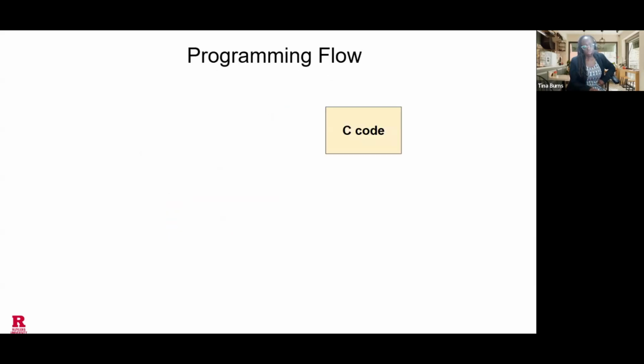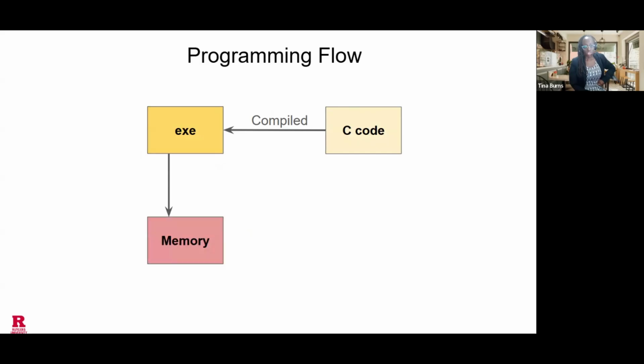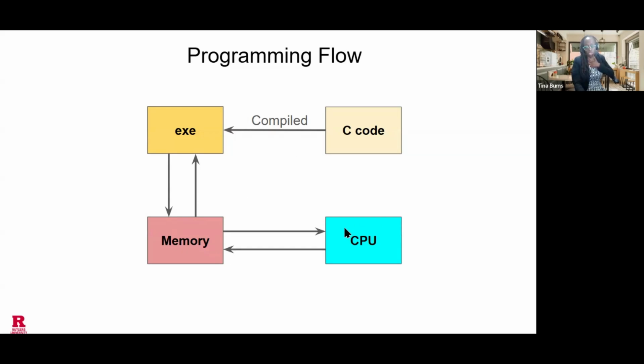So let's look a little bit at the programming flow. You have your C code, which we've been talking about already. That's compiled into an executable. Your executable is what allows the program to actually control the CPU, which then accesses your memory. It's a back and forth: what is this number? What was stored there before? Let me store this in here. Add these two numbers together. That memory information goes back and forth with the CPU.